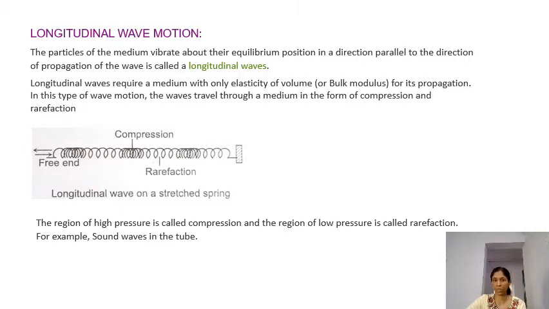The difference between transverse and longitudinal waves: the main difference is that in a transverse wave the particles vibrate perpendicularly, and in a longitudinal wave the particles vibrate parallelly.